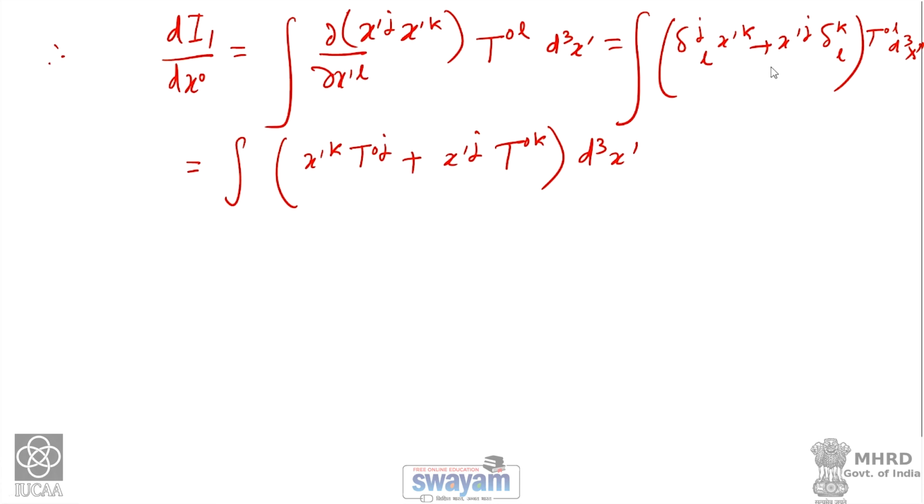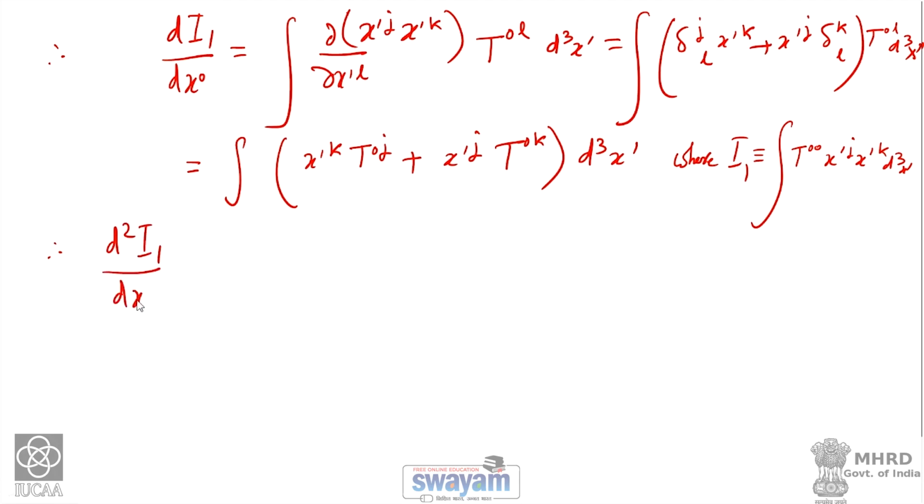So we have got this result, but remember, what was I 1? I 1 was by definition the integral of T^{00} x'^j x'^k d^3x'. All right, this was T^{00}. Now, what I do is I differentiate once again. So this is dI 1 by dx^0. Now, I want d^2 I 1 by dx^0 squared. That means this quantity, which is already dI 1 by dx^0, I want to differentiate with respect to x^0 again.